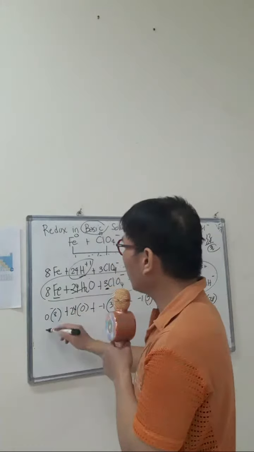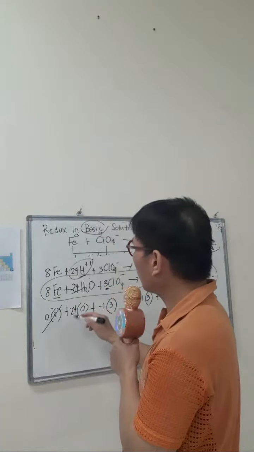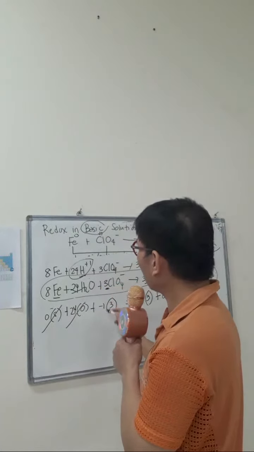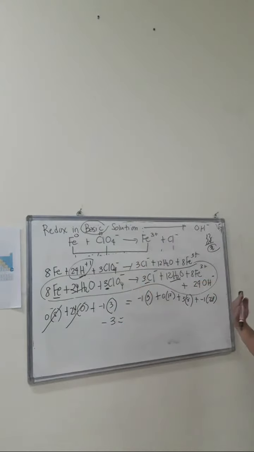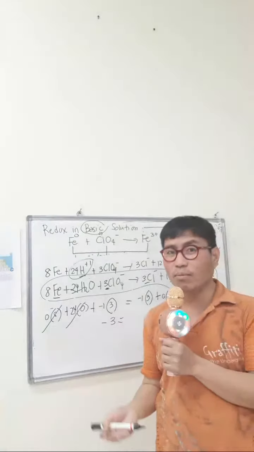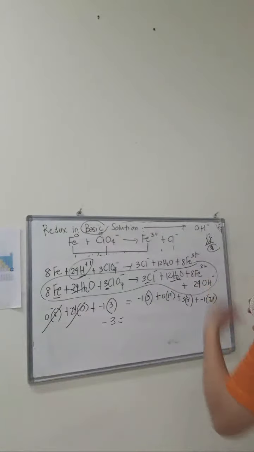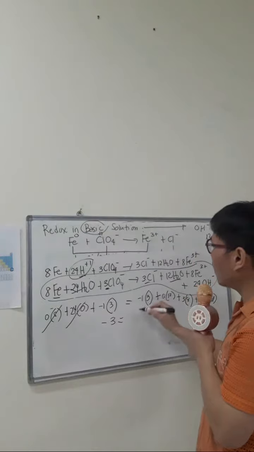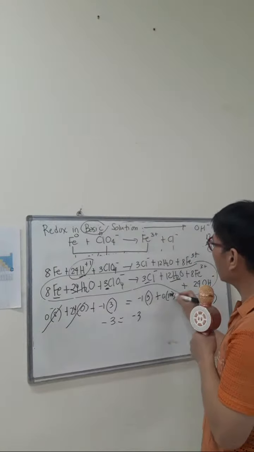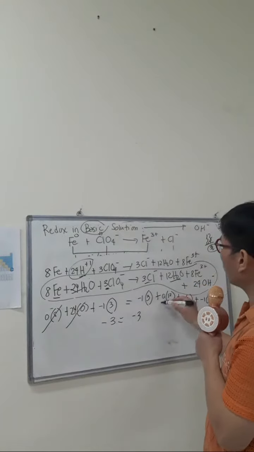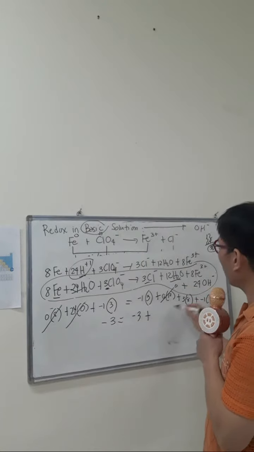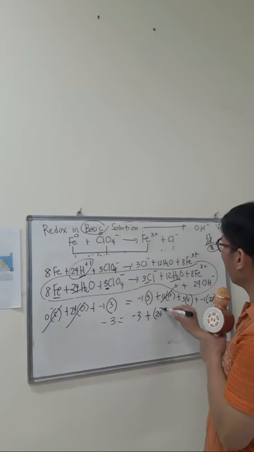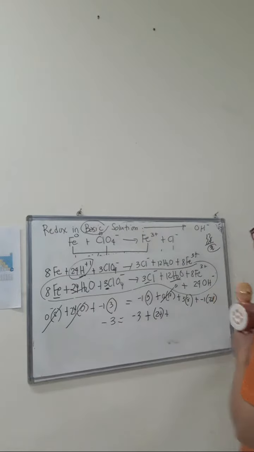So 0 times 8 is 0. 24 times 0, 0. So negative 1 times 3 is negative 3. We need also negative 3 on the other side to balance, to be in a chemical equilibrium. So negative 1 times 3 is negative 3. 0 times 12 is 0, plus 3 times 8 is 24, plus negative 1 times 24 is negative 24, right?